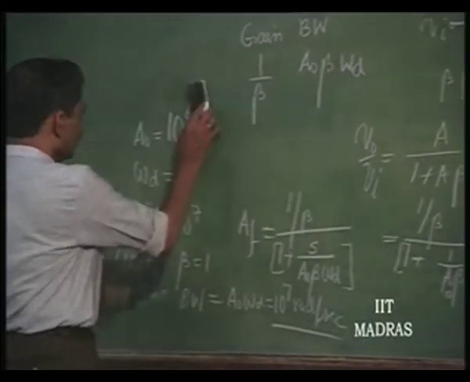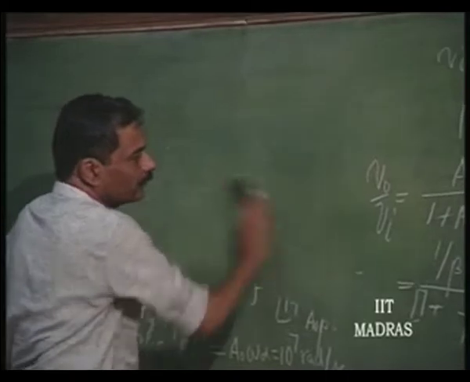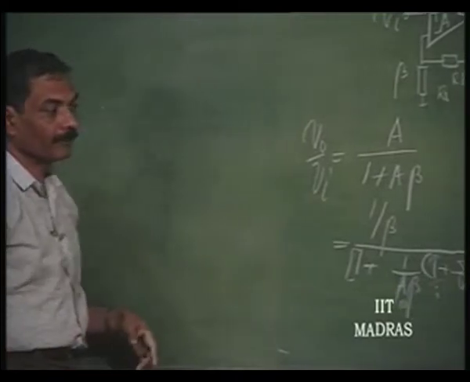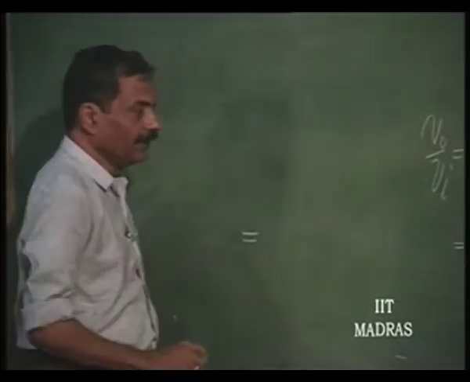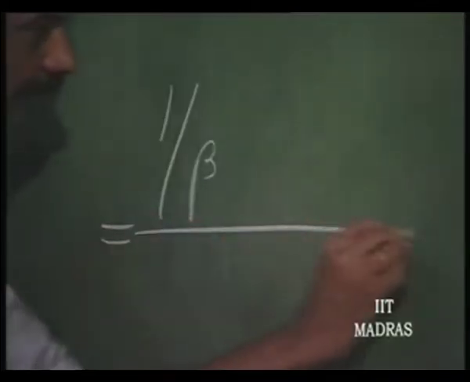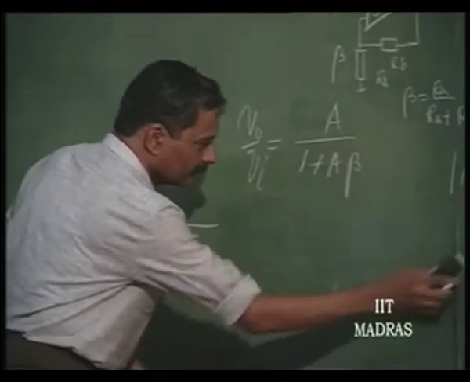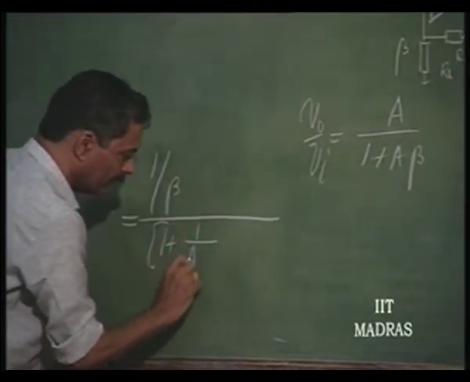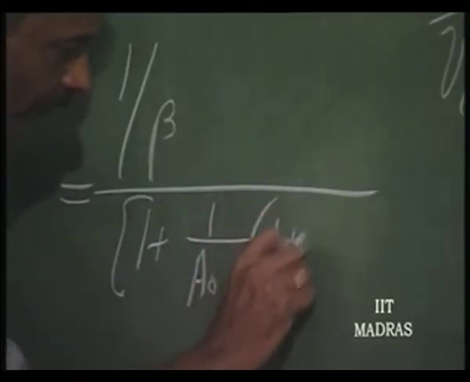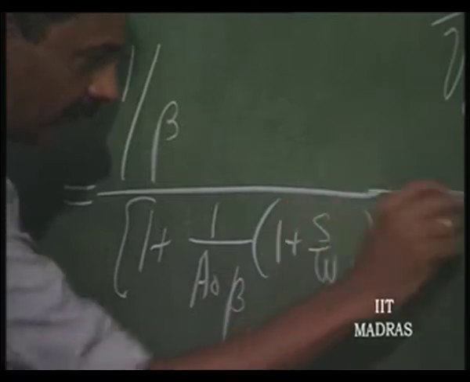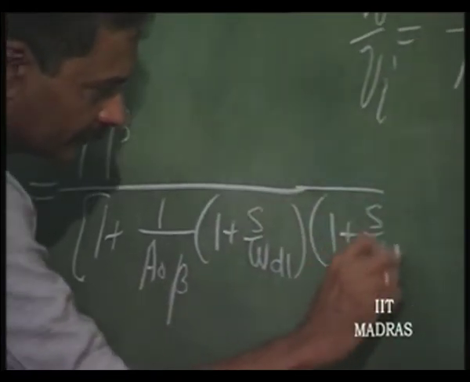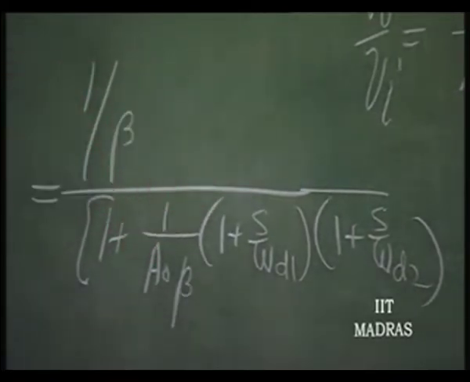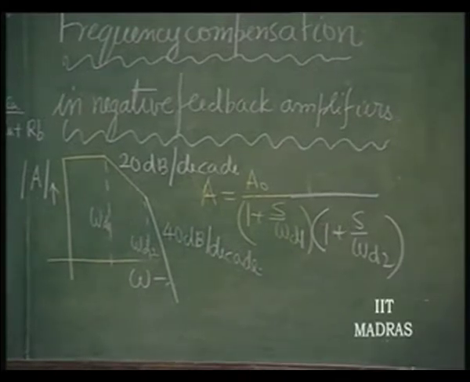Okay. Only thing is this expression is going to be valid even now. Only thing is V naught over V I is now 1 over beta divided by 1 plus 1 over A naught beta into 1 plus s by omega d 1 into 1 plus s by omega d 2. For A you substitute now A naught by 1 plus s by omega d 1 into 1 plus s by omega d 2, that is all. So, it becomes a second order system.